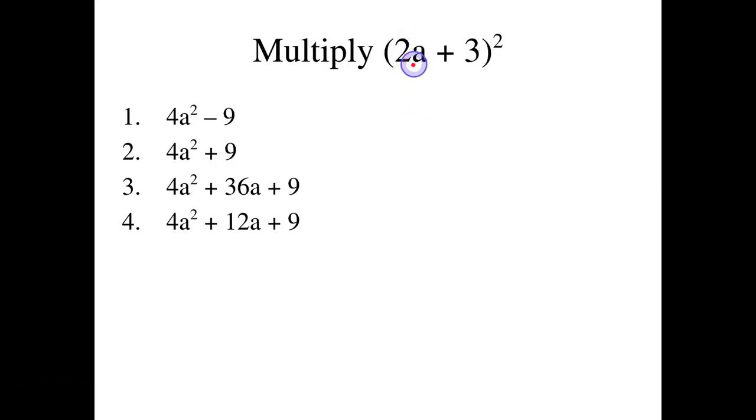Okay, moving right along, what do you think this answer will be if you take this term and square it? And then take 2a times 3, what do you get? Hopefully you got 6a, and multiply that by your constant 2. And then take your last term and square it. Did you get 4a squared plus 12a plus 9?